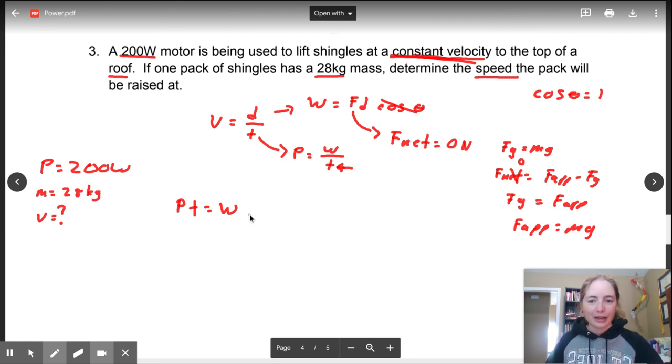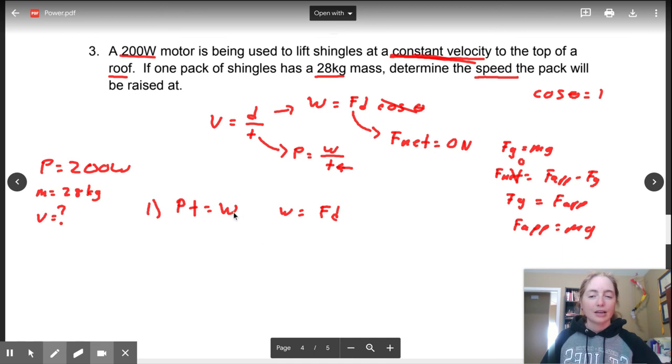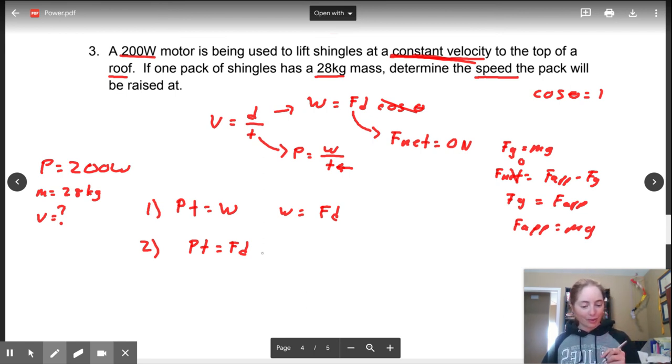Now what I can do is look at this. Work is equal to force times distance. I don't have the ability here to just calculate work, but I can substitute this into the equation up here. Power times time is equal to work, and work is equal to force times distance. These two are going to equal each other. So therefore, I can make my power times time equal force times distance. Now, I don't have the distance that this thing is going, so I can rearrange this. I'm going to rearrange this to get my distance, so I'm going to just divide by force.